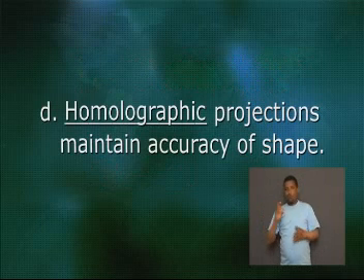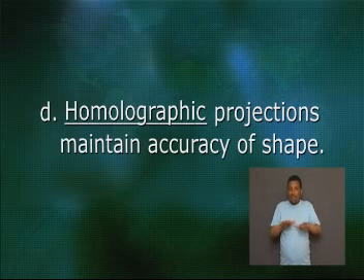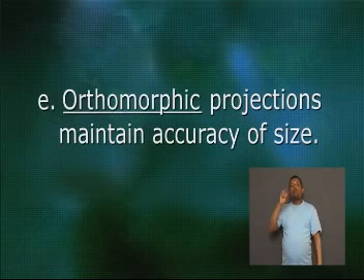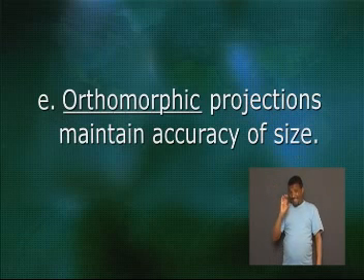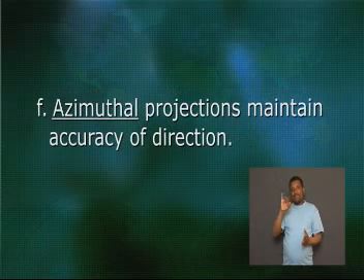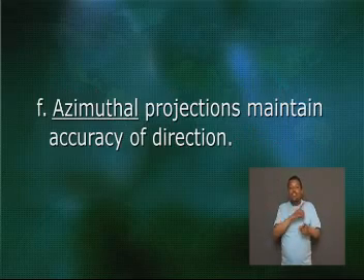Homolographic projections maintain accuracy of shape. Orthomorphic projections maintain accuracy of size. Azimuthal projections maintain accuracy of direction. Students, if you had any difficulty with that activity, please review your notes at the end of this lesson.